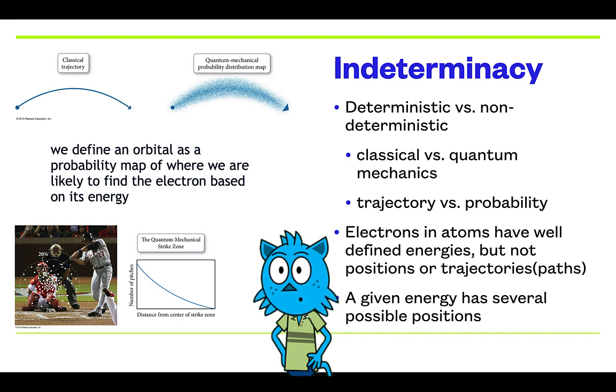So the best that we could do, knowing where the pitcher is and what kind of energy that ball is going to have, we would have to make a probability map of where we think the ball will end up when it reaches the catcher. Most of the time, it'll be in the mitt, but not every time. And so in a way, the pitcher throwing the baseball follows a quantum mechanical strike zone.